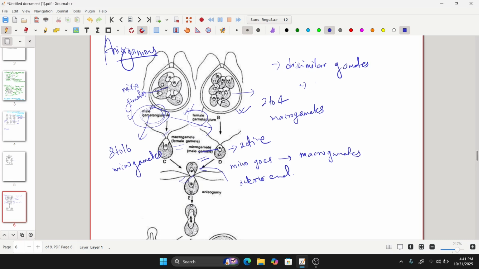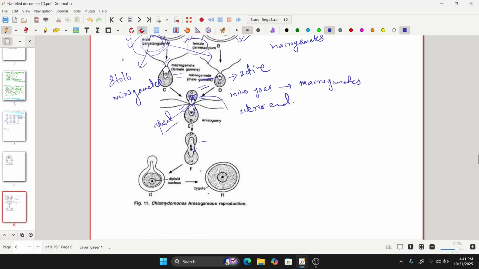You can see here that the apical portion is fused, and this is the protoplast of the microgamete. It enters the male gamete. You can see in the figure that the protoplast is going to enter the male gamete, and the fusion takes place.